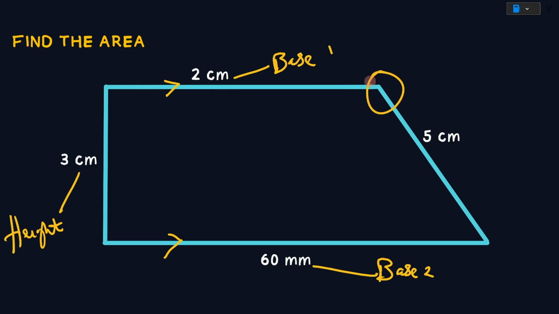If you look at this very edge, you will see that if we draw a straight line that is perpendicular to this base, we'll get an angle that is 90 degrees. So we have two shapes here. Let's call this shape A and let's call this B.